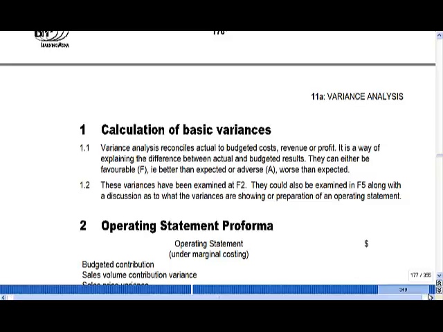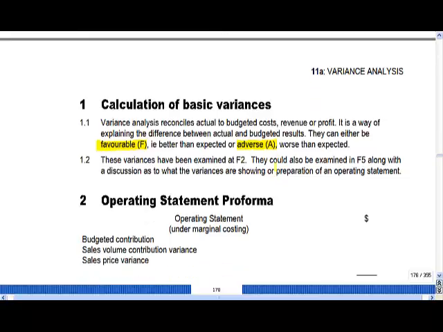Now remember, in our variance terminology, if we calculate a variance and it's better than we expected, that is known as a favourable variance. So whenever you calculate a variance that's favourable, you need to put this F in brackets at the end of it. If it's worse than expected, that is known as adverse, and we indicate that with an A in brackets after it. If you miss off the signage, you will miss some of the marks available for those calculations.